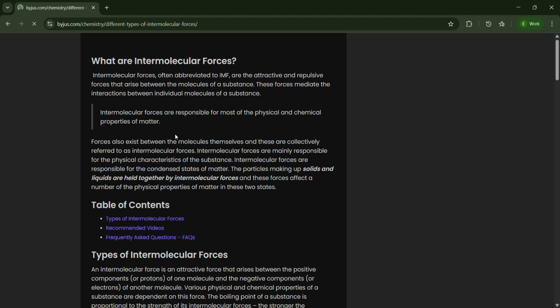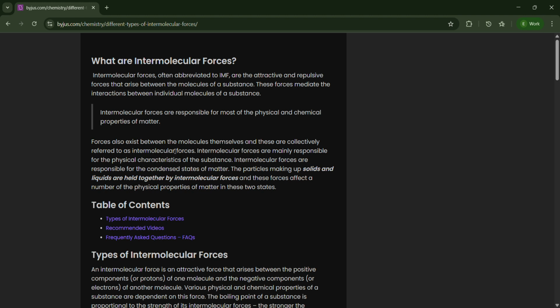What exactly are the intermolecular forces? Intermolecular forces, often abbreviated to IMF, are the attractive and repulsive forces that arise between the molecules of a substance. These forces mediate the interaction between individual molecules of a substance. Intermolecular forces are responsible for most of the physical and chemical properties of matter. Okay, so this is an important point.